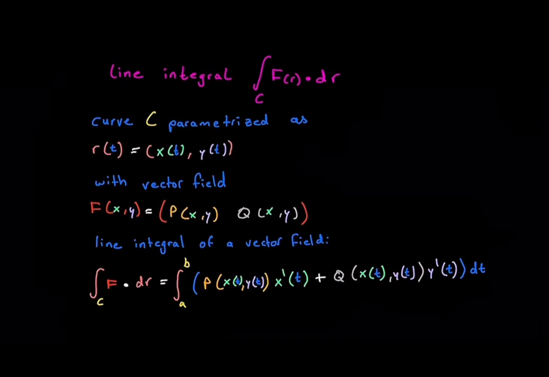In formula terms, if your curve is given by x of t and y of t, then the integral is the dot product of the field with the tangent vector, integrated over t. Don't worry if that sounds abstract. Let's see some concrete examples.